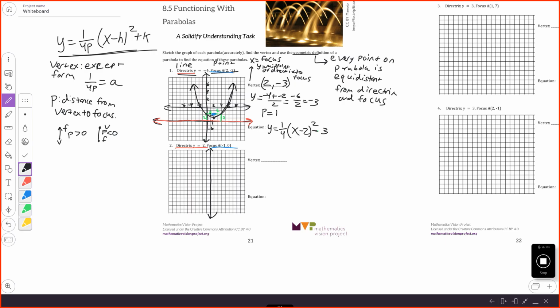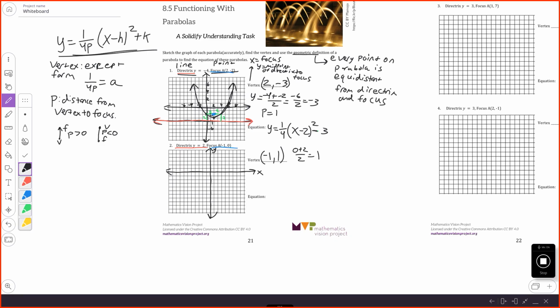First of all, let's do the vertex first. I know the vertex has to be negative 1 because of the focus. 0 plus 2 divided by 2 is 1. So negative 1, 1 is my vertex. Ooh, it's up and down, so I'll put my x-axis there.